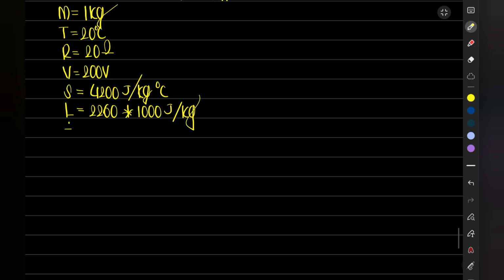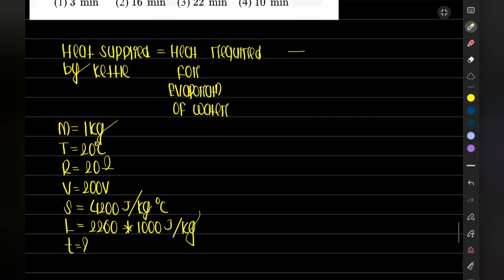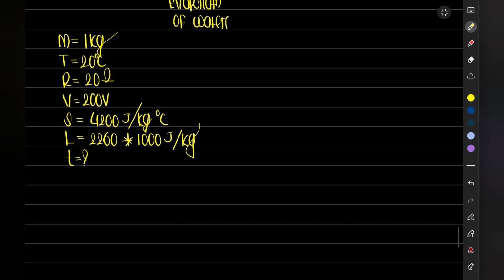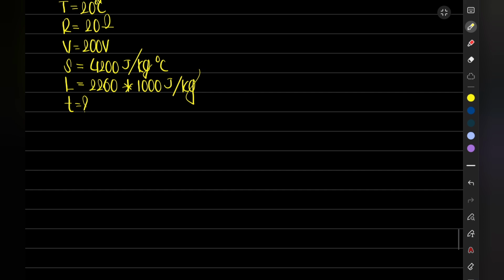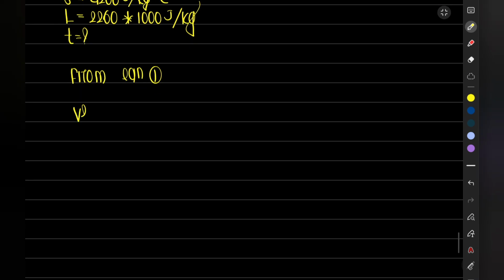And what are they asking? They are asking us to find the time. Okay, so let's write this as equation number 1. Let's put the value in equation number 1. So heat supplied by the kettle will be in the form of power into time. Electric power formula we have is V square by R. So from equation 1 it is V square by R into T.